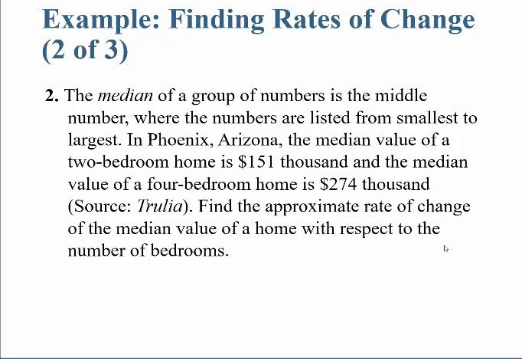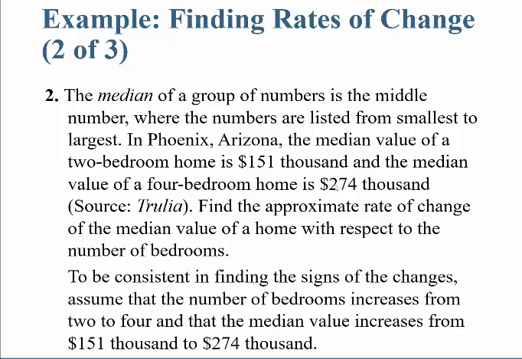All right, the median of a group of numbers is the middle number. So here's another example, where the numbers are listed from smallest to highest. In Phoenix, Arizona, the median house value of a two-bedroom home is 151,000, and the median value of a four-bedroom home is 274,000. So find the approximate rate of change of the median value of a home with respect to the number of bedrooms. I want to find the rate of change of the median value of the home, so the price is going to be in the numerator.